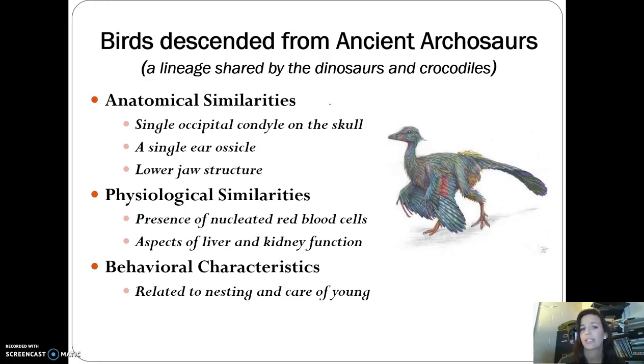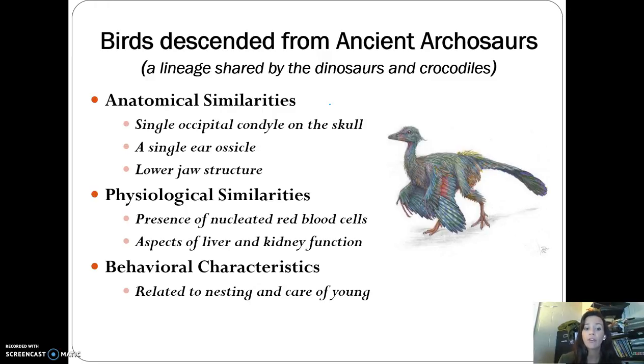Birds actually descended from ancient archosaurs, which are shared by dinosaurs and crocodiles as well. So there are a lot of close relationships between birds and reptiles. Some of the anatomical similarities: they have a single occipital condyle on their skull, which allows more rotation of the head, a single ear ossicle, and the lower jaw structure. There are also nucleated red blood cells and liver and kidney function in birds that are related to these reptiles.